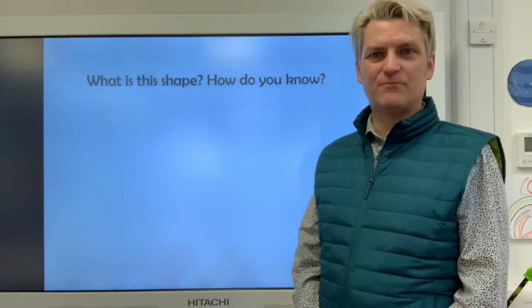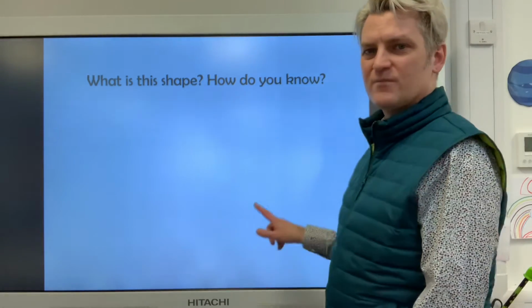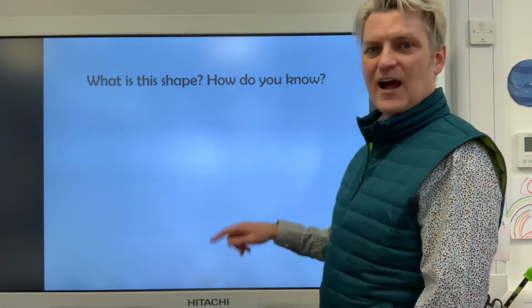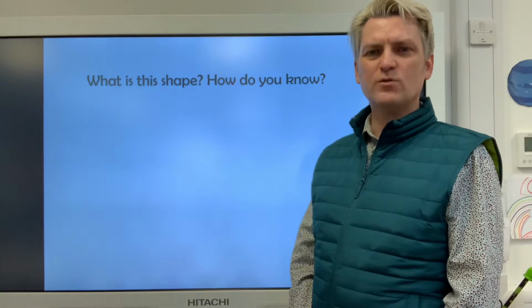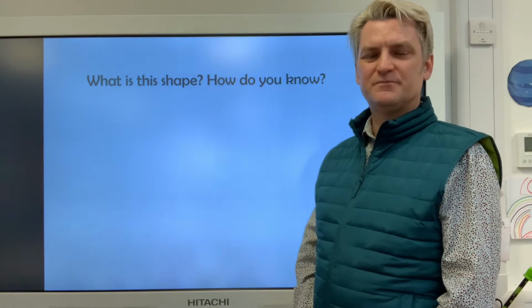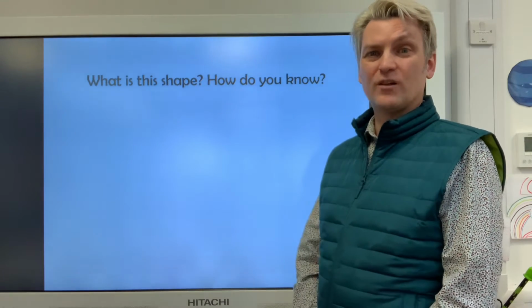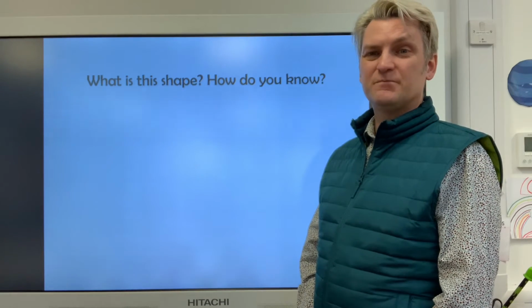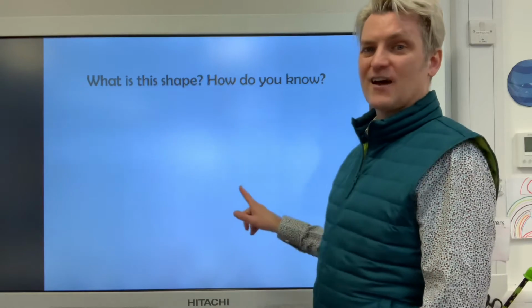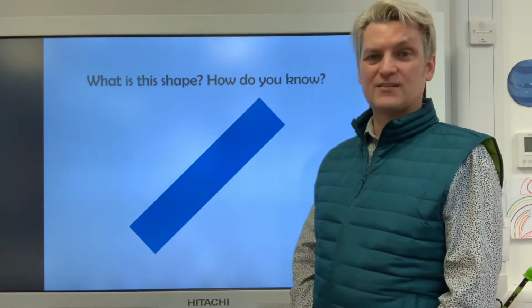What's this shape here? And it's gone again. Do you want to have another look? Here it is. And it's gone. What was the name of that shape? Remember, that's the shape that some people might call it 2 things. Lots of people call it a rectangle. And there it is, a rectangle.